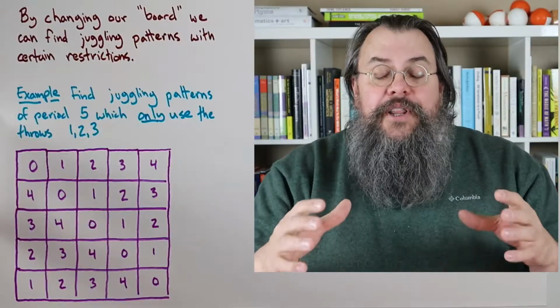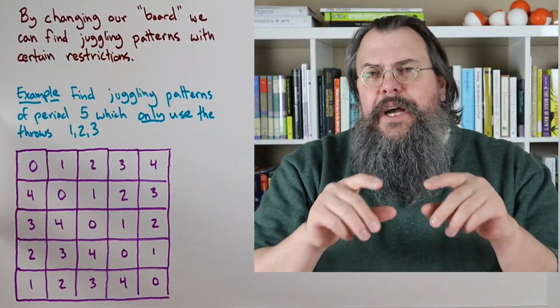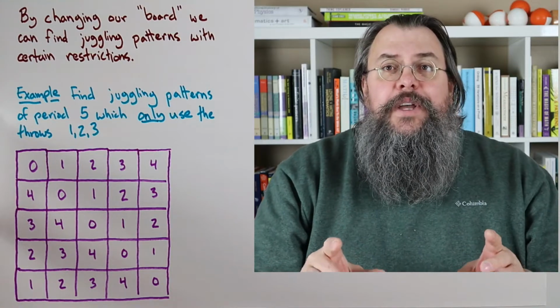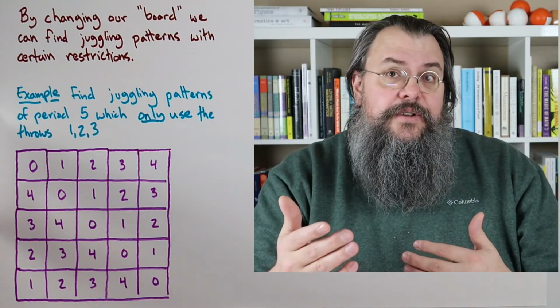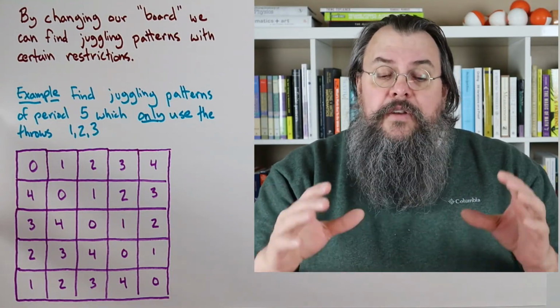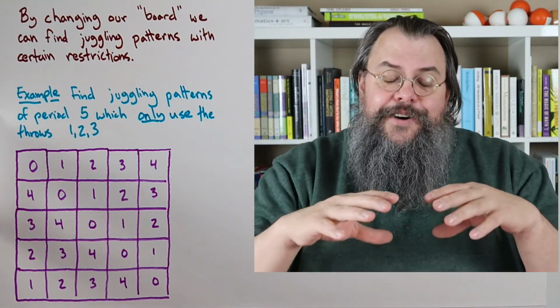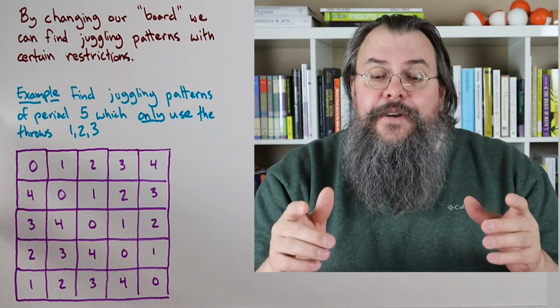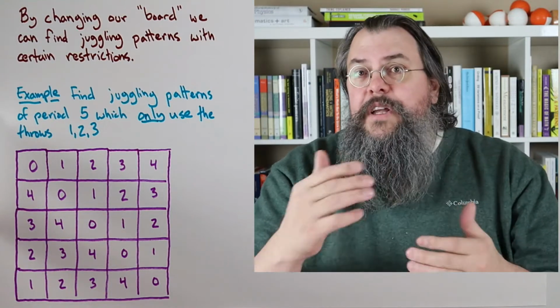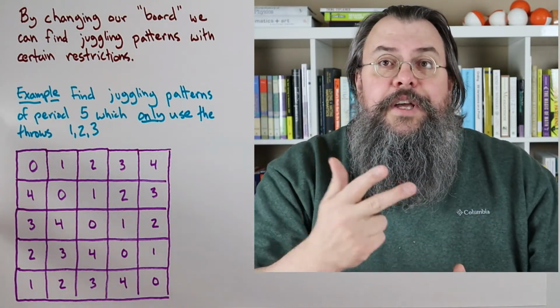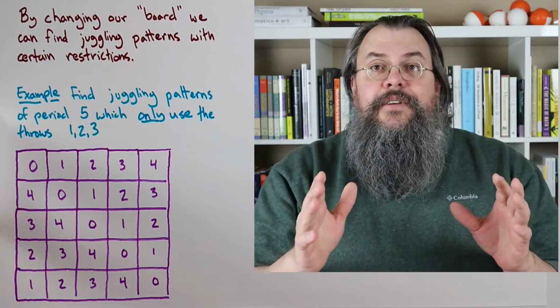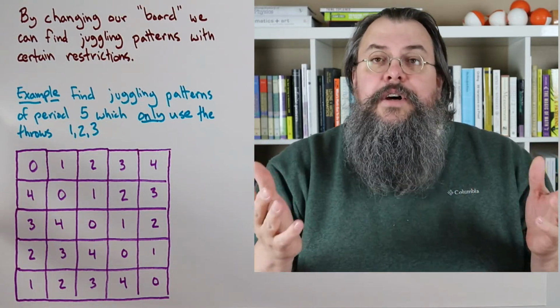Nice! But there's other things that we can do. You see, by changing the board, we can add restrictions to the juggling patterns. So let's do a quick example. Let's suppose we want to find all the juggling patterns of period 5 where the only throws that we can use are 1, 2, and 3. That's it. We can only make those throws. Now, how can we do it?